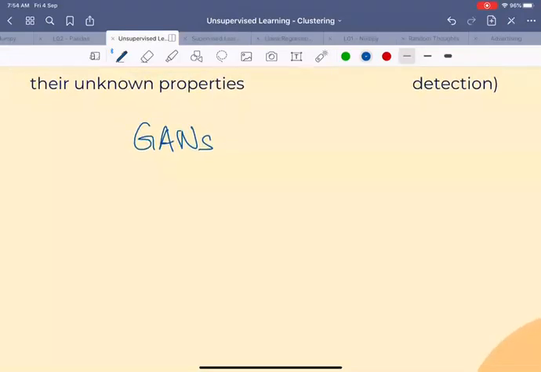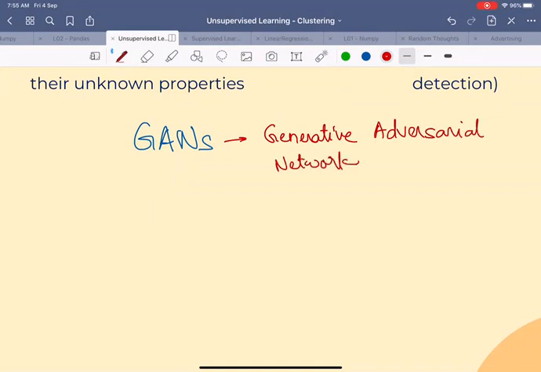Let me try to explain. This is actually very, very interesting. GANs stands for generative adversarial networks. And the very interesting thing about these kinds of algorithms is that they can be very creative in nature. Okay, so first of all, it also comes under the unsupervised category because it does not expect labeled data.